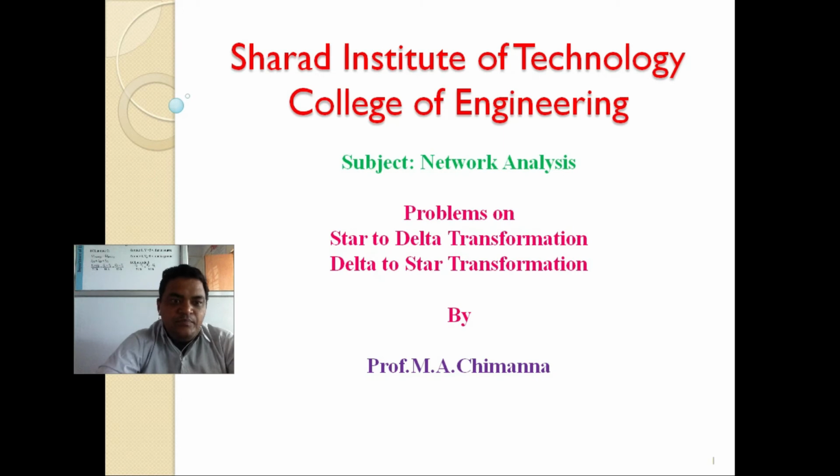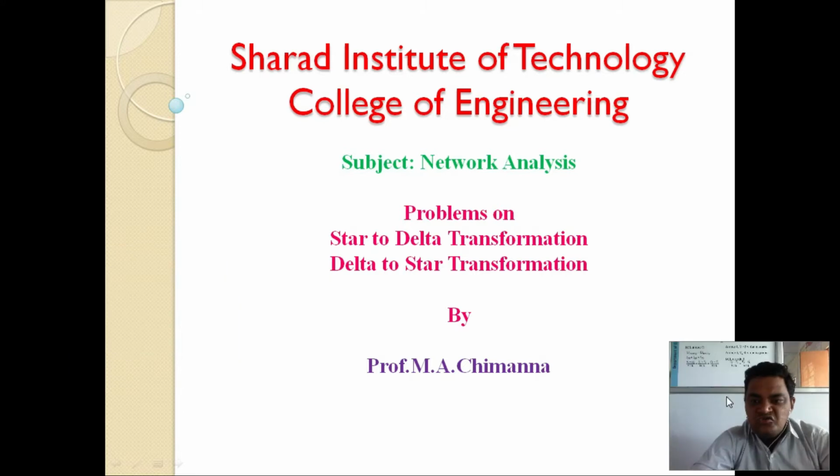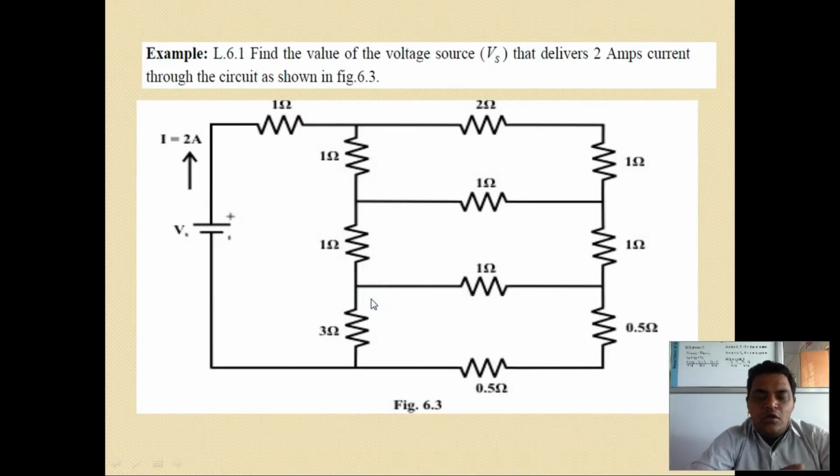Good morning. Today in this video we will see a problem on star to delta transformation and delta to star transformation. For this example, let us find the value of the voltage source Vs that delivers a 2 ampere current through the circuit as shown in the figure.